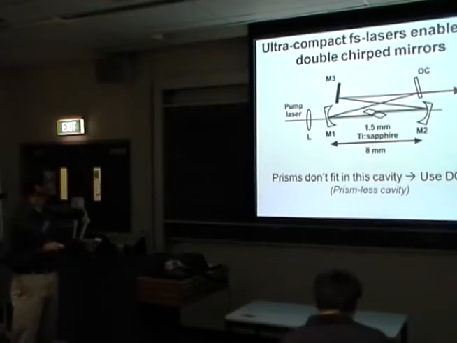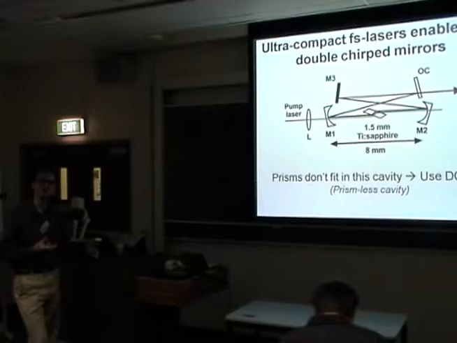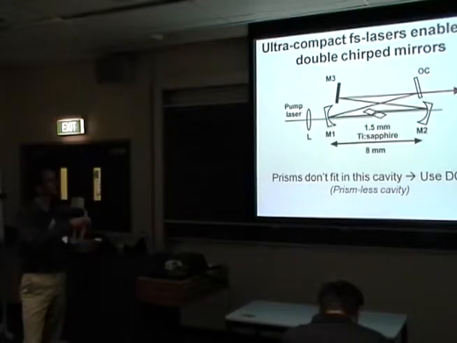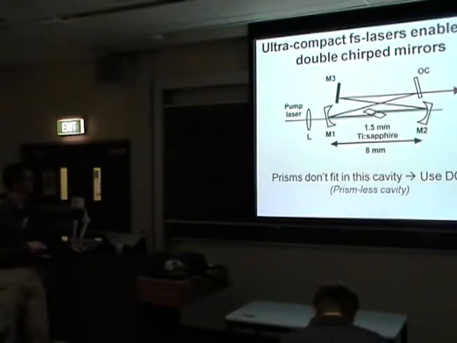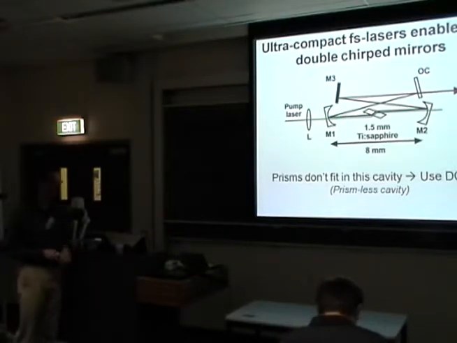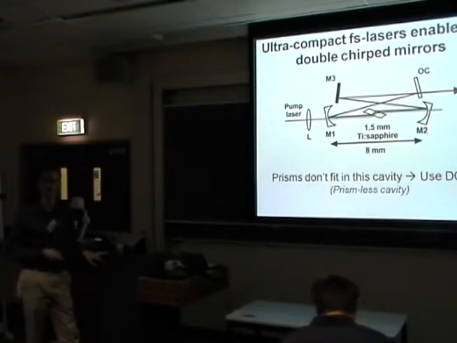Another thing that's now enabled by this mirror technology: you don't have prisms anymore. Prism sequences are long, so you're looking at something like 2 feet in length. If you want to make a laser that has a very high repetition rate, here is one that was done at least 8 millimeters long between these mirrors, and so obviously you can no longer fit prisms in here, but you can have a chirped mirror here to compensate the dispersion of your laser glass.